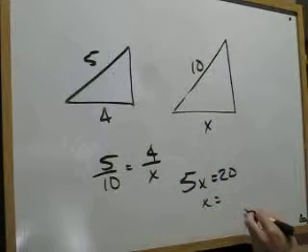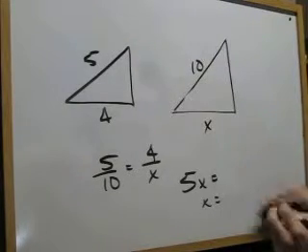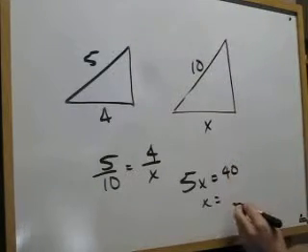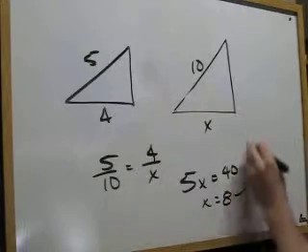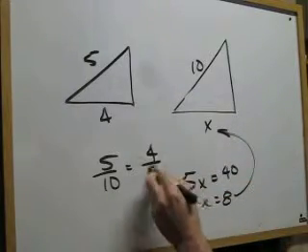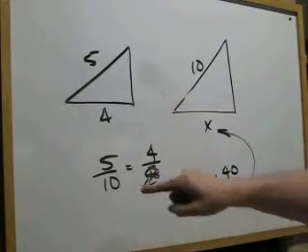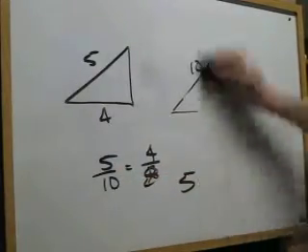and I get, oops, I'm having a hard time multiplying today. This is 40, and I get 8 for this here, because my ratio 4 to 8 is 1/2, just like my ratio 5 to 10 is 1/2. So that helps out when you're looking at some unknowns.